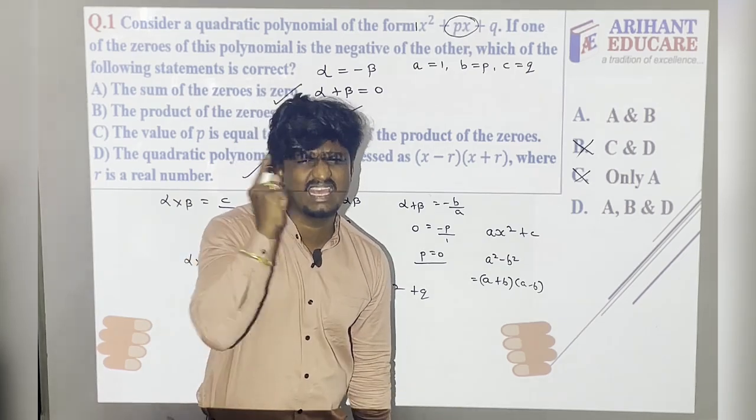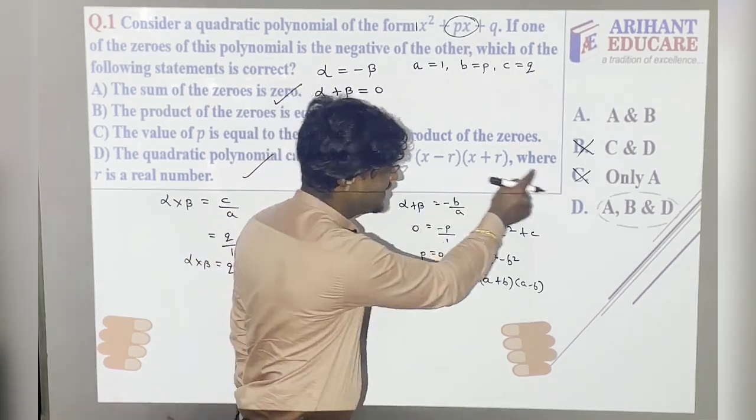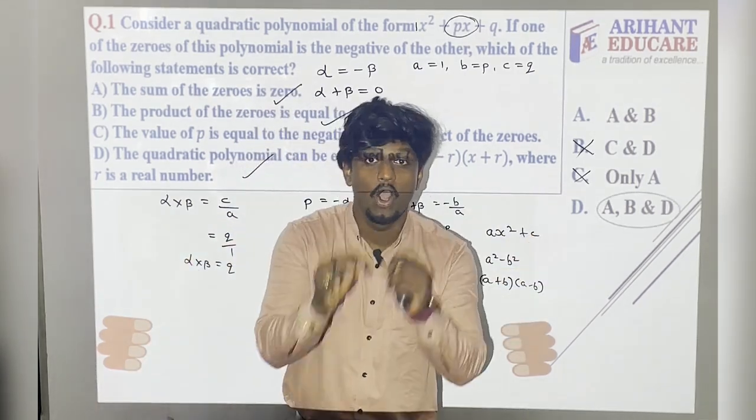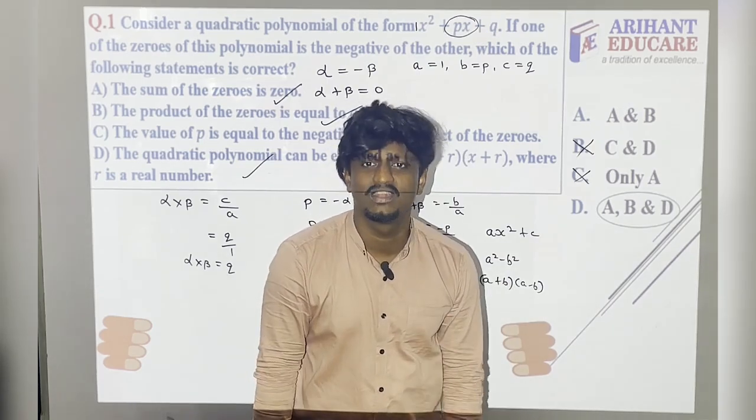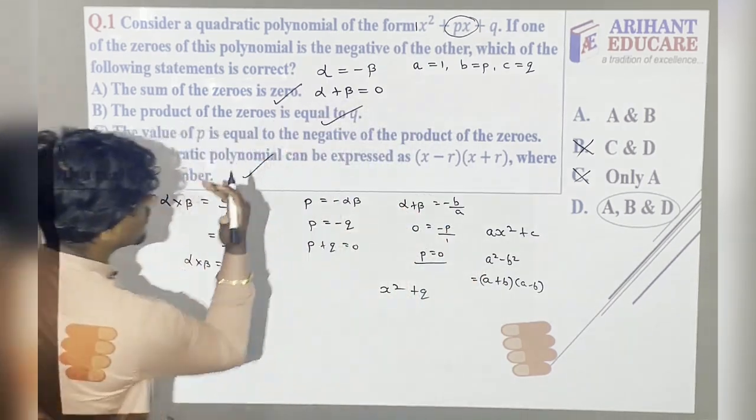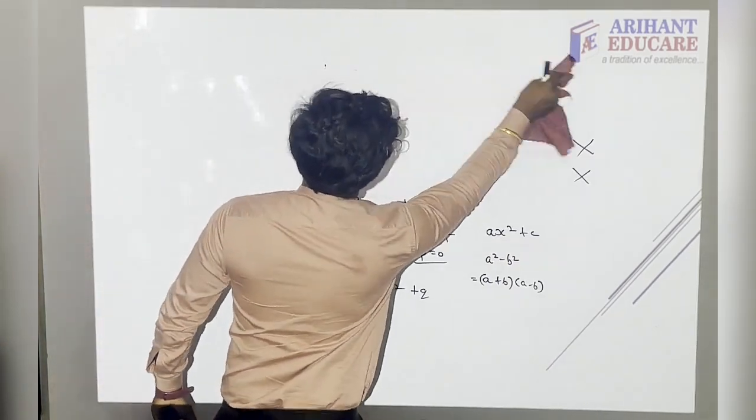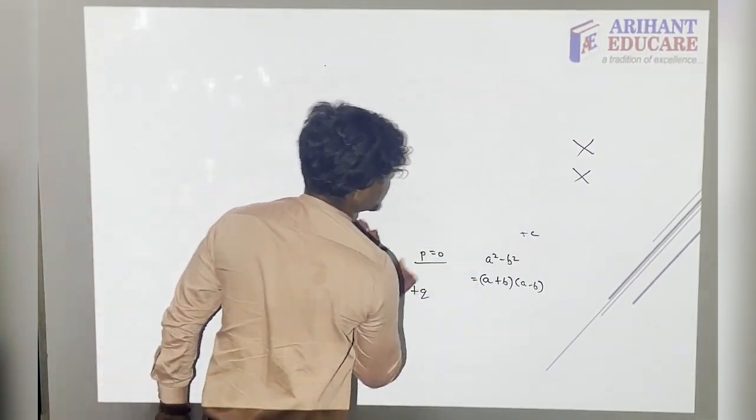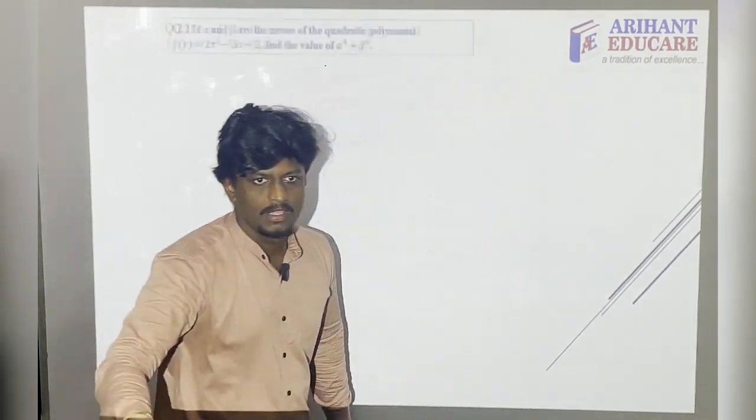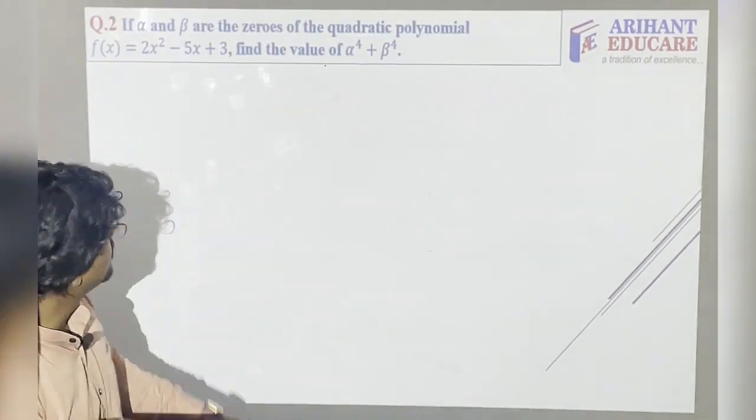Do we have any option which says A, B and D? Yes, we do have. That is option D, statements A, B and D. Did you get this question? This was the first question, a lengthy one. Let's go for the next one. I hope you're understanding it. The next question is pretty simple.